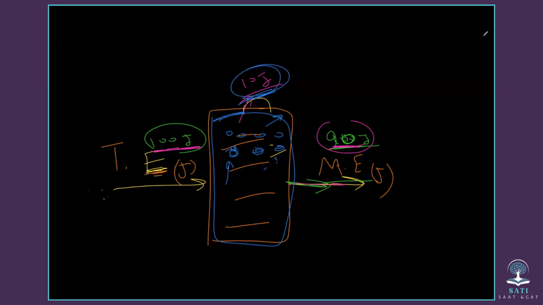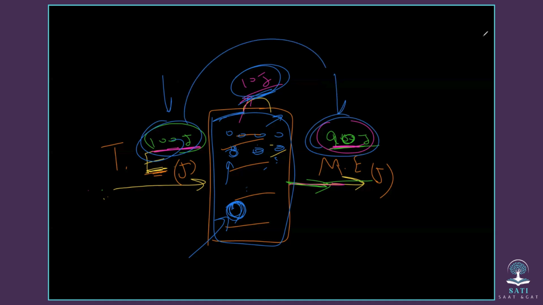So that means what will be the amount of internal energy change in this engine? It will equal the energy supplied minus the work done. So that means if you make 100 minus 90, you will get 10, and this 10 will be the amount of a change in the energy of the engine.